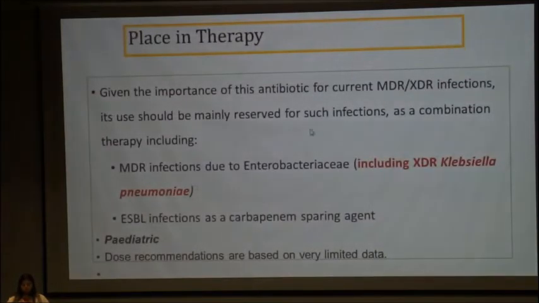So where does the drug stand in terms of place of therapy? If there are MDR infections due to Enterobacteriaceae, which we most commonly face, and also XDR, extended drug resistant Klebsiella pneumoniae species, they can also be treated with Fosfomycin. ESBL infections, as a carbapenem sparing agent, is also an important action. However, in case of pediatric patients, because there are very few studies, the dosage recommendations have very limited data. However, the drug can be used in the pediatric population. Also, there is no hepatic impairment with Fosfomycin, so in case of liver disease patients, Fosfomycin can be given.